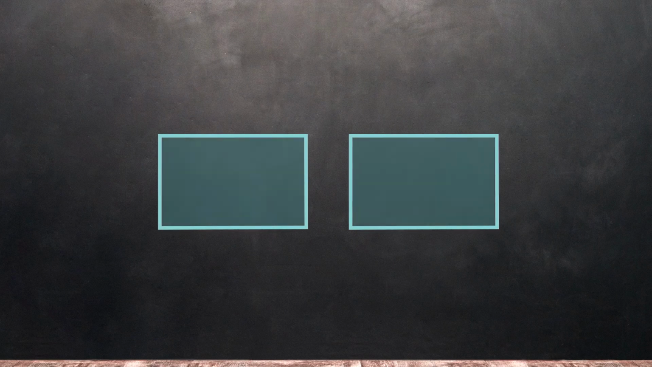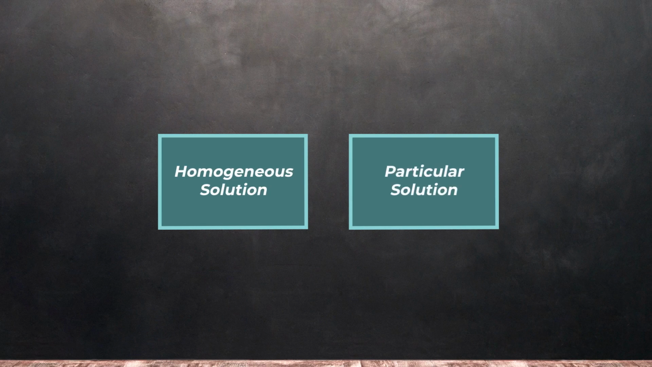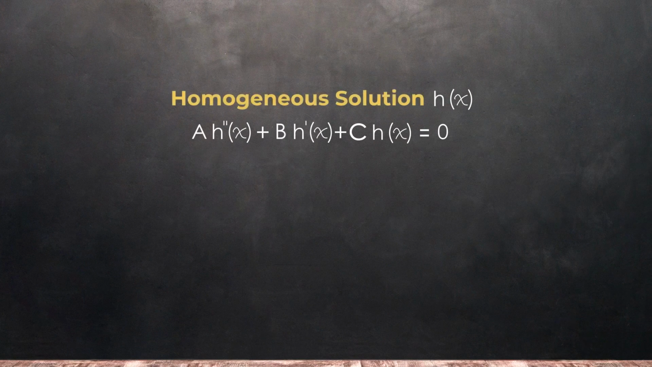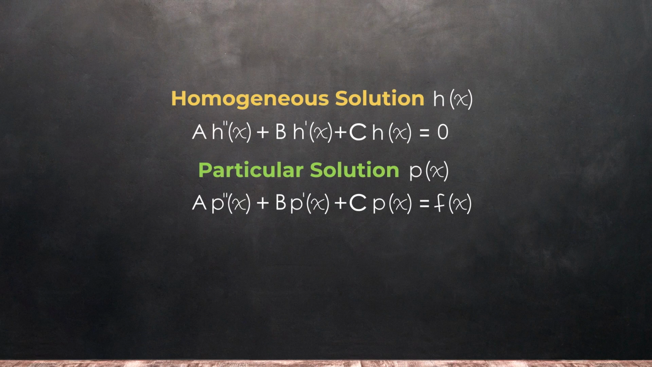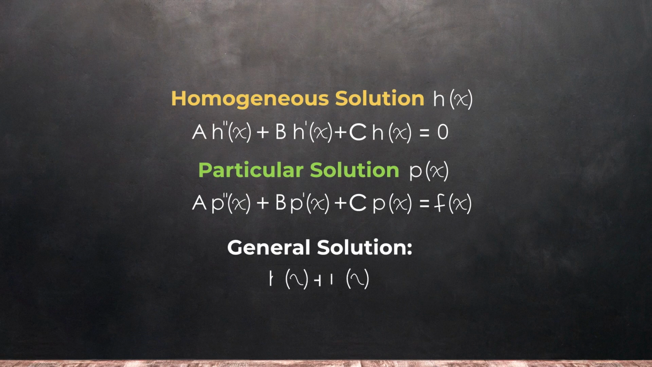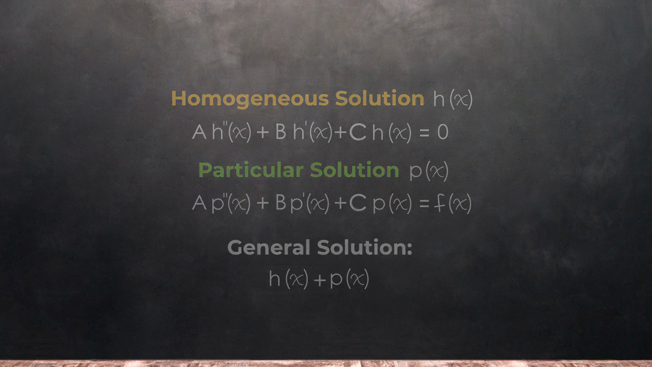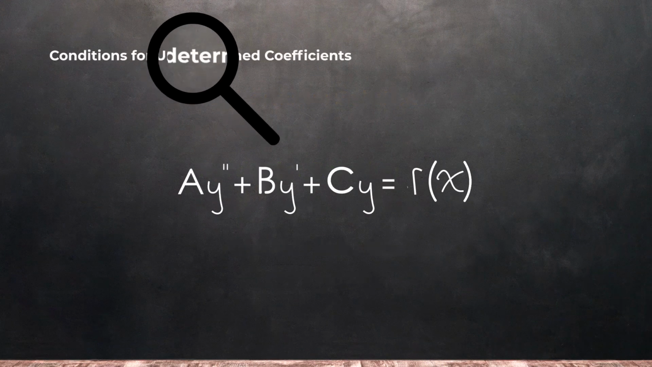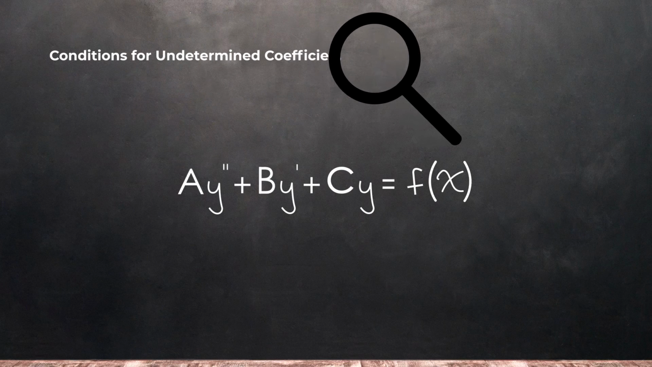The solution of a non-homogeneous second-order differential equation is composed of two parts, the homogeneous or complementary solution and the particular solution. Suppose h of x is a solution to the homogeneous differential equation, and p of x is the particular solution. Then, the general solution of the non-homogeneous differential equation is the sum of the homogeneous and the particular solution. Now let's talk about the conditions under which undetermined coefficients is the best method to use.